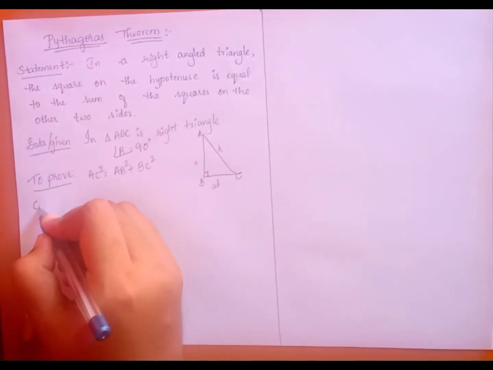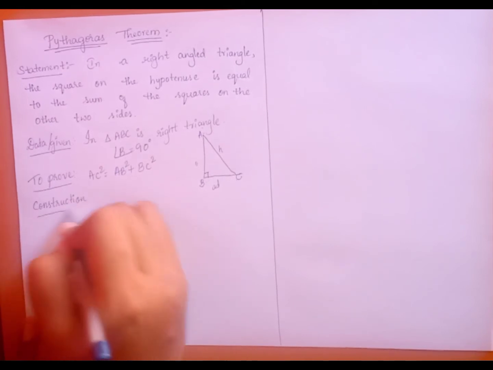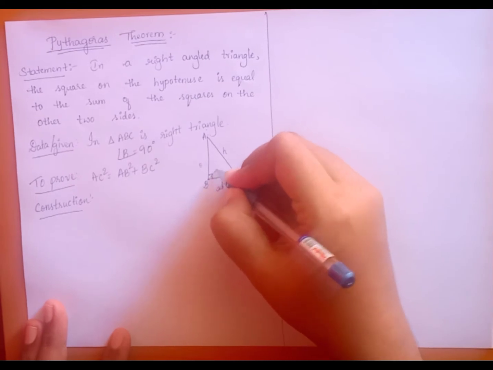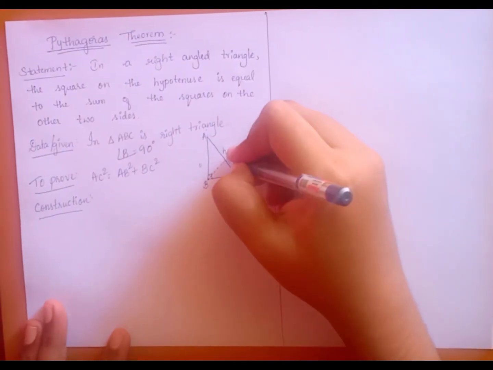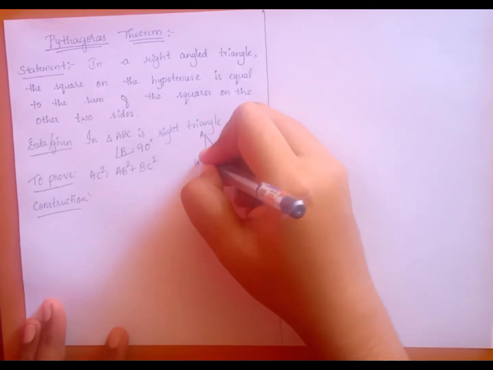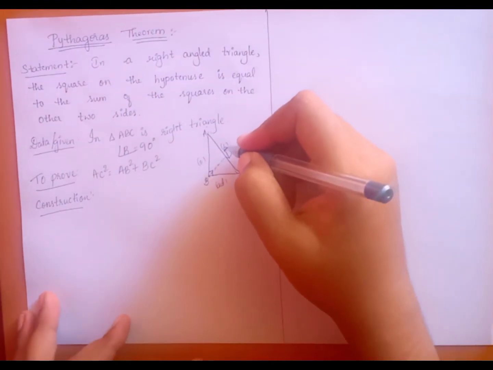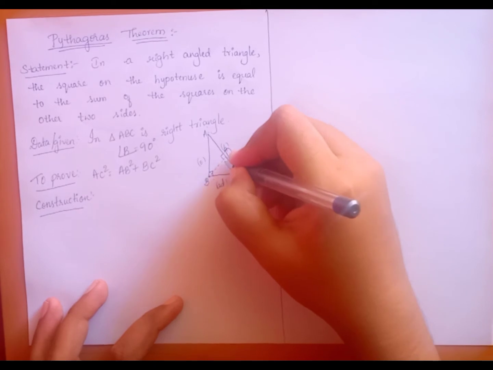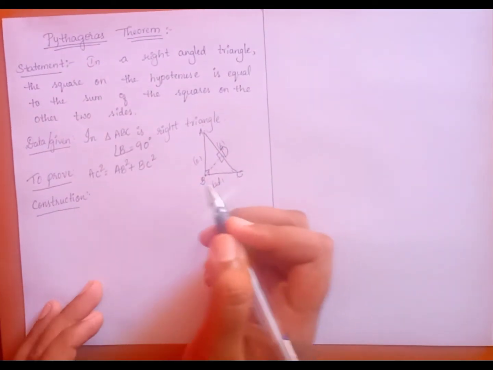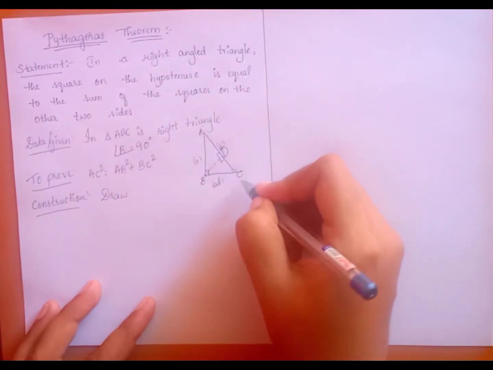So next we need to do construction. In construction, we need to draw a perpendicular line to AC. So I'll mark this as D. Perpendicular means, as I said in the last class also, that it will have 90 degrees. So therefore here D is 90 degrees. So we can write: draw BD perpendicular to AC.